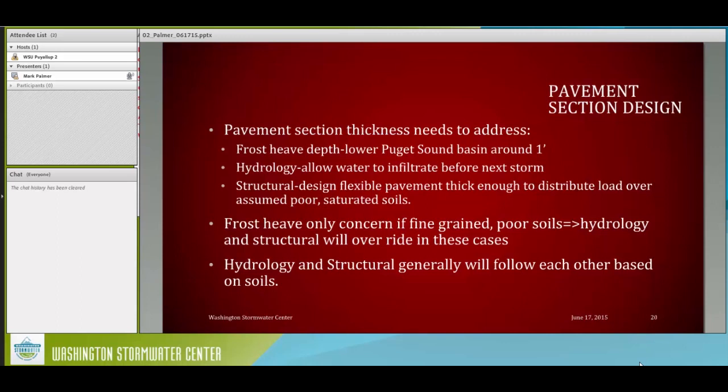Generally, again, in the Puget Sound Basin, a 100-year storm for us is 4 inches in 24 hours. So if you think about it, if you have even a 1/4 inch per hour, you're not going to need a lot of storage space. So that usually does not rule. As far as the structural pavement design, structural design, however, does, because you need to distribute the load over what are assumed saturated poor soils, because you are allowing the water in, contrary to conventional pavement design of standard HMA pavements. So structural almost always rules when it comes to porous asphalt section design.